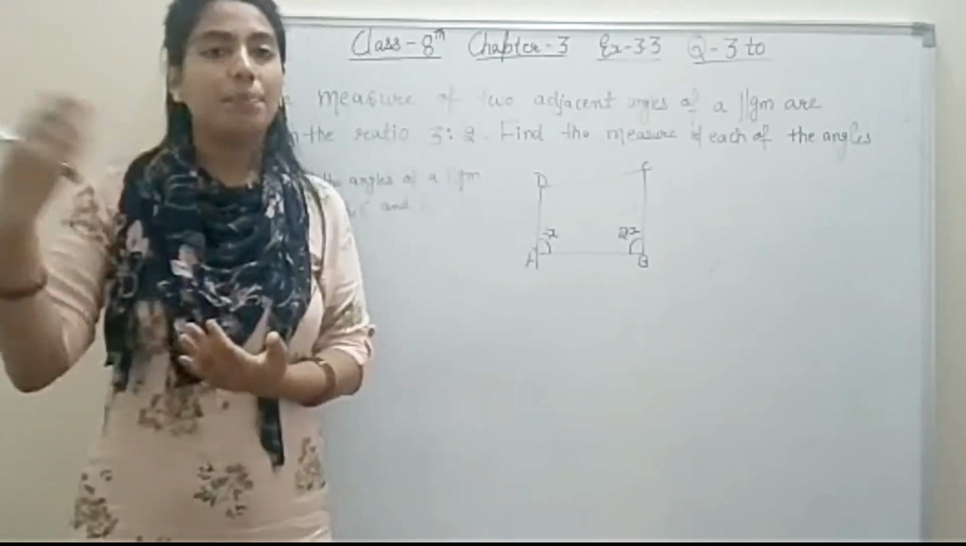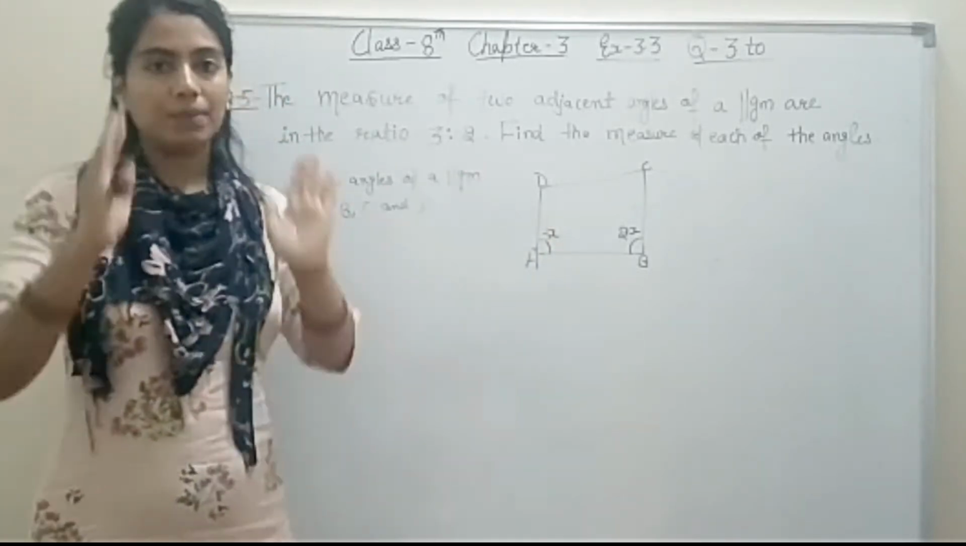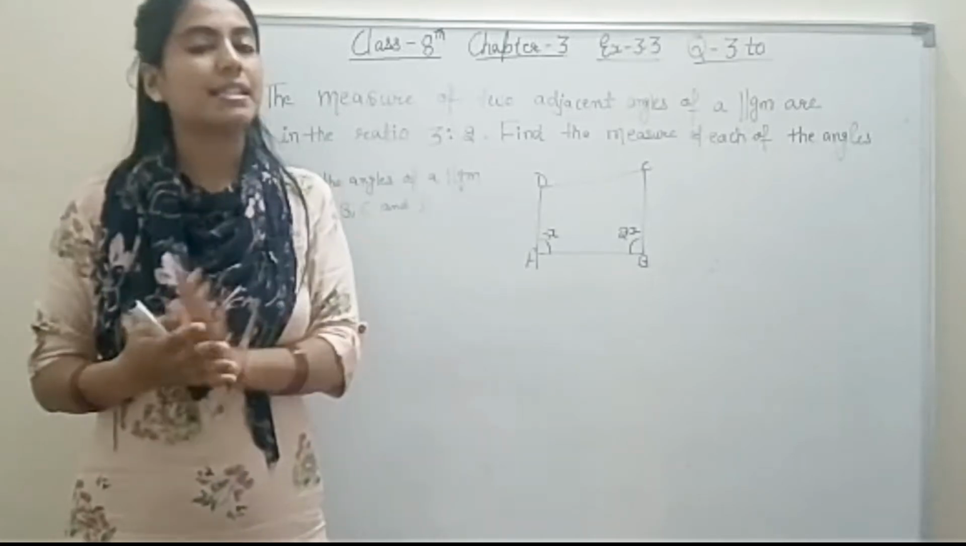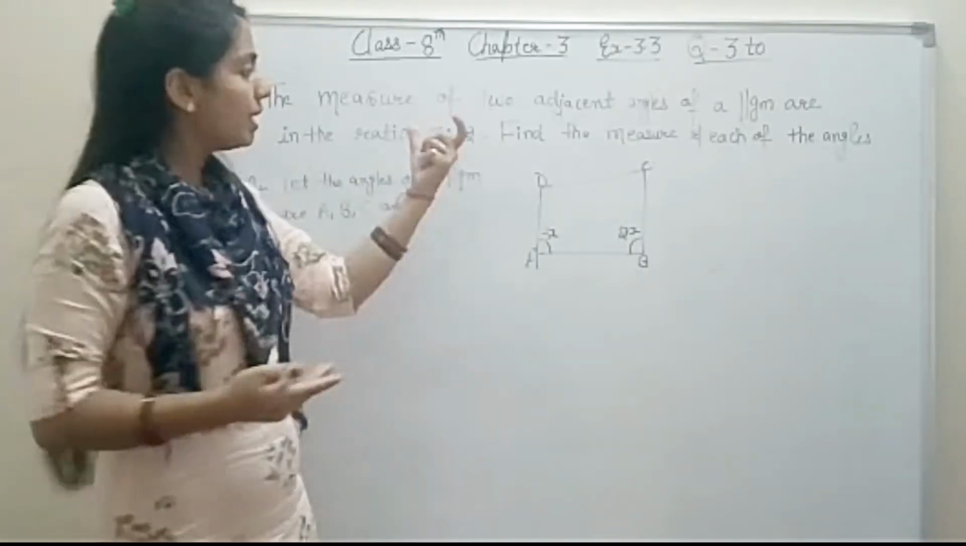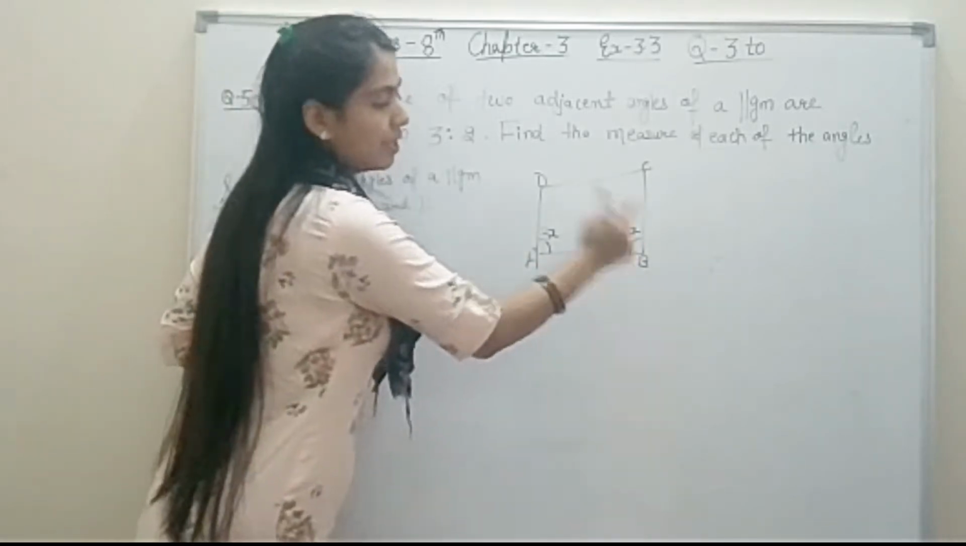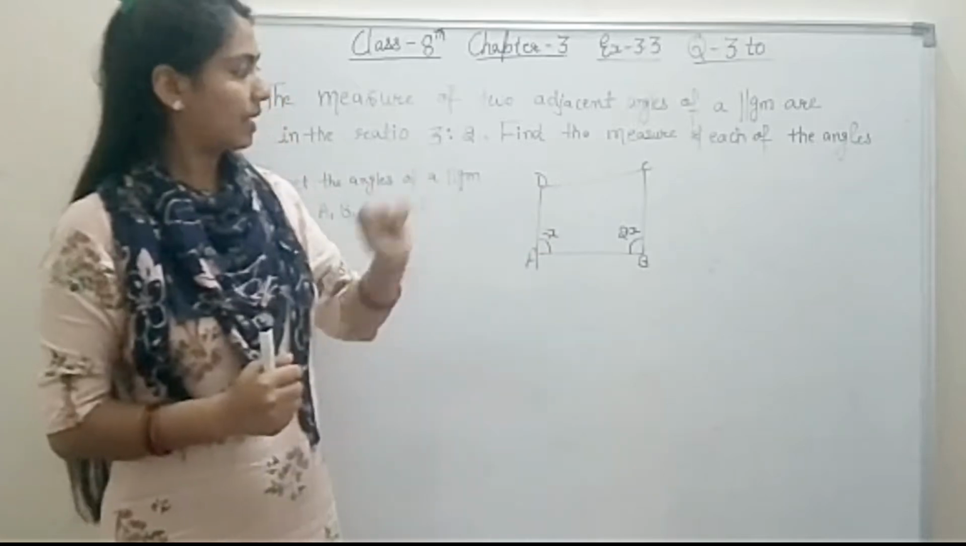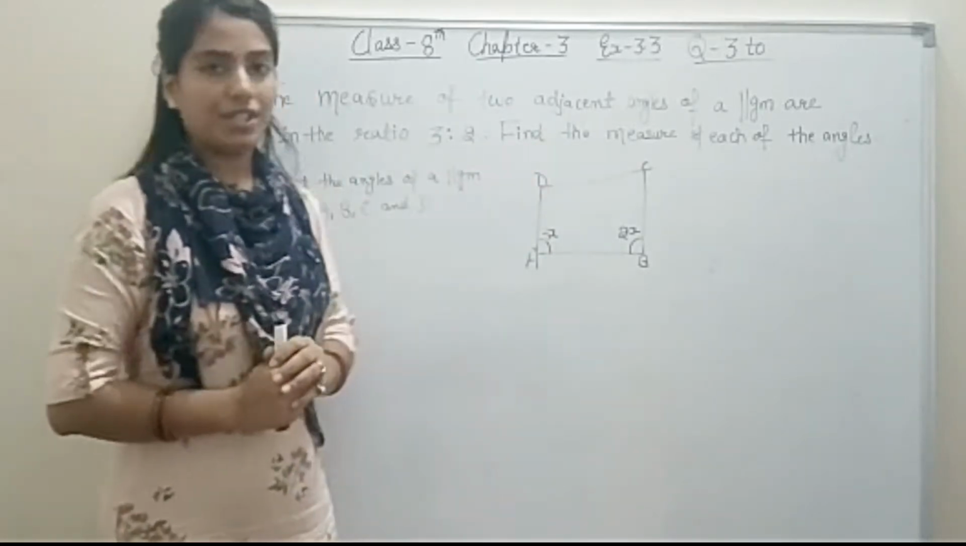Let it be that the part is of x, so that is why we always write x for any term with a ratio. 5:2 means 5x and 2x, each is that much part of the whole. So A is 3x and B is 2x. Adjacent angle ratio is 3x and 2x. You have to find out the measure of each angle.